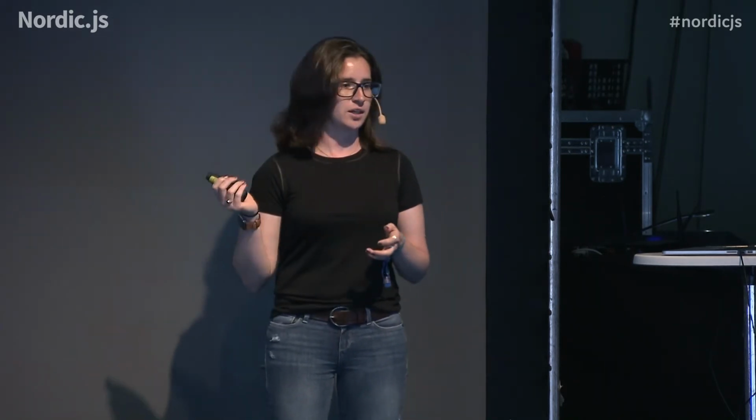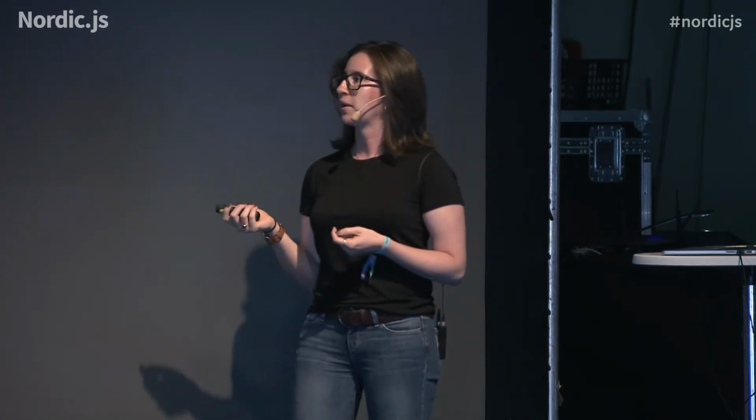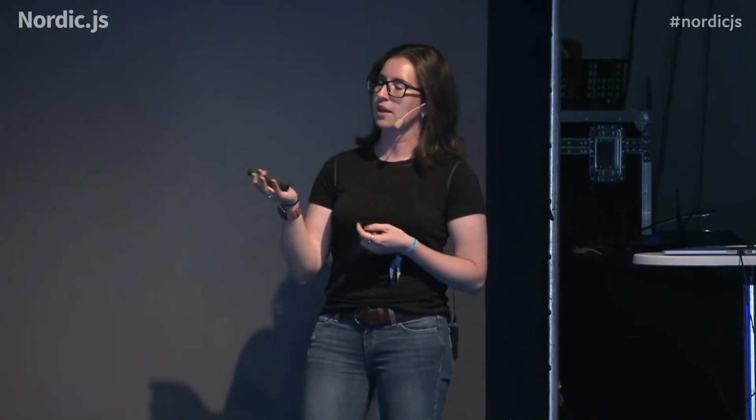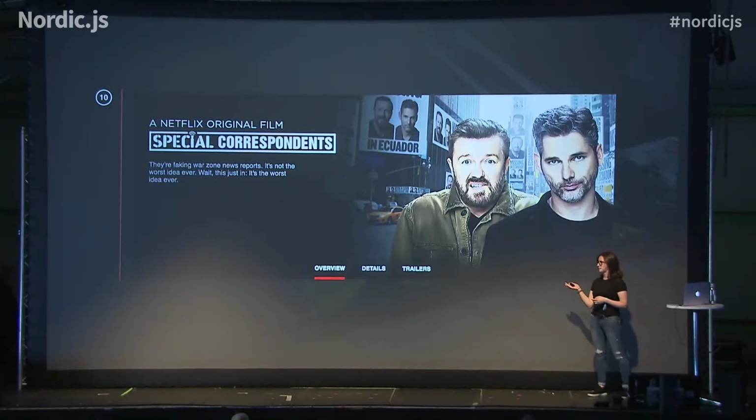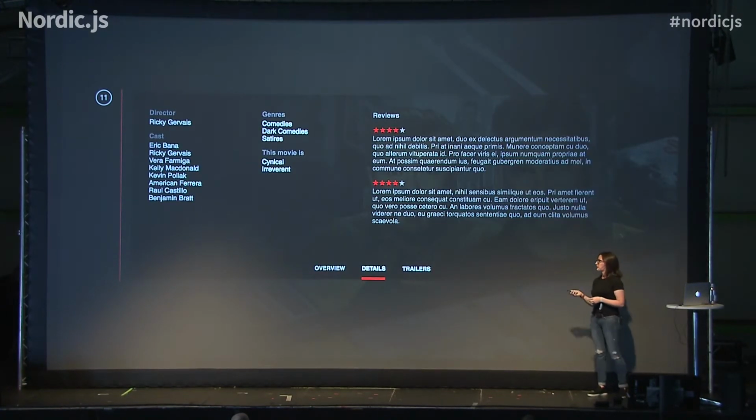This component will always have this general overview tab. It has some sort of an image, a title, some overview text, and some tabs at the bottom. But what these tabs are can actually change depending on the type of content that you're looking at. For a movie, we might have overview, details, and trailers. But if it's a TV show, we'll also have a separate tab for, let's say, episodes or seasons that you can click into and start watching your content.